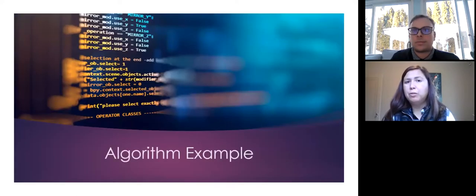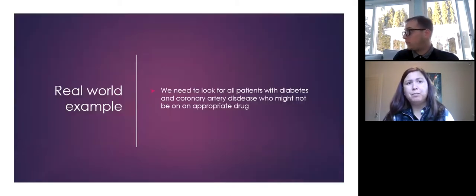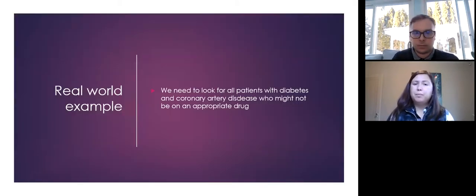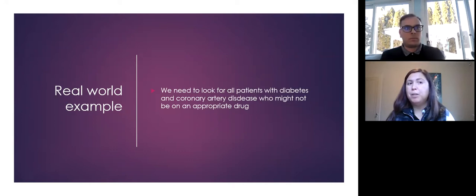So we're going to now walk through an algorithm example, and I'm going to show you at a high level the process that is generally used for simple algorithms. So a real world example is we're looking at all the patients with diabetes who have coronary artery disease, and we want to make sure that they are on an appropriate drug that has been shown to help diabetic patients with this additional diagnosis problem of coronary artery disease.